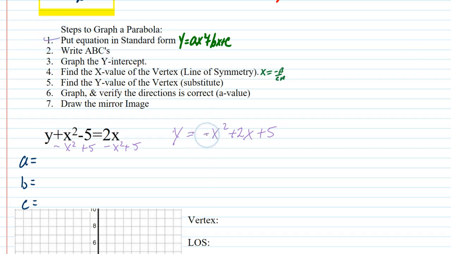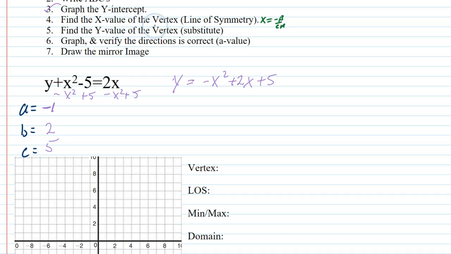Next, write your ABCs. The a value is the number in front of the x squared, which is negative 1. B is 2, C is 5. Graph the y-intercept. The y-intercept is our C value, which is at 5.